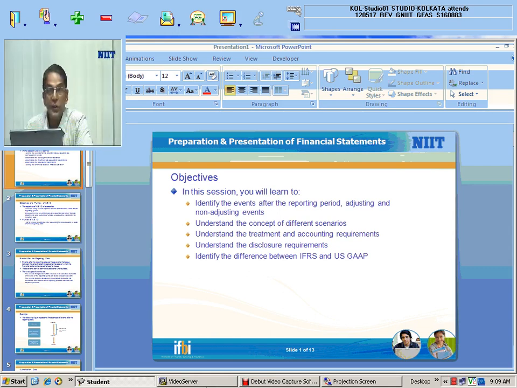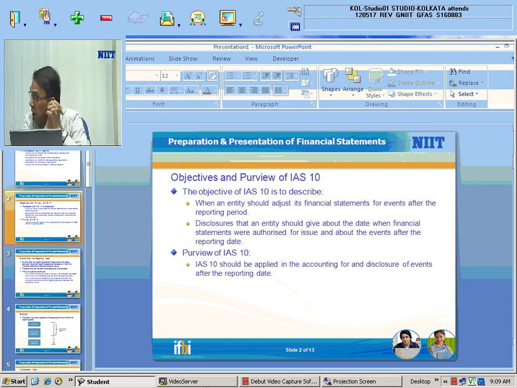It's a very important concept which may affect the financial reporting. So we are basically discussing one of the important accounting standards, known as IAS 10. This is what we are going to discuss today: objectives and purview of IAS 10.